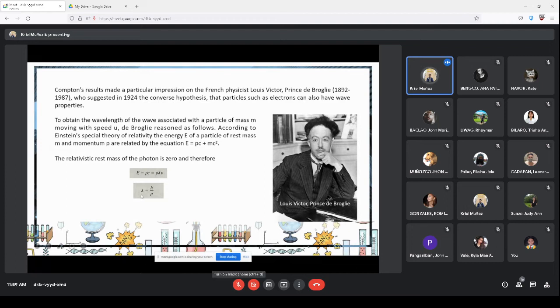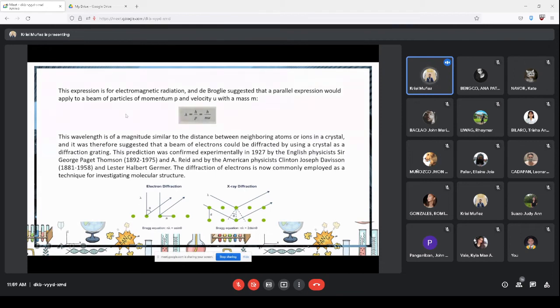And then we have the wavelength. Wavelength, class, is equal to Planck's constant divided by the momentum. Tama ba? Because actually, class, Planck's constant is just equal to momentum times wavelength. So extracting wavelength, what we'll be getting is h over momentum. This expression is for electromagnetic radiation, and de Broglie suggested that a parallel expression would apply to a beam of particles of momentum p and velocity u with a mass m. So he said wavelength is equal to, for light, h over p. So if we look at electrons or another beam of particles, we have h over mu.